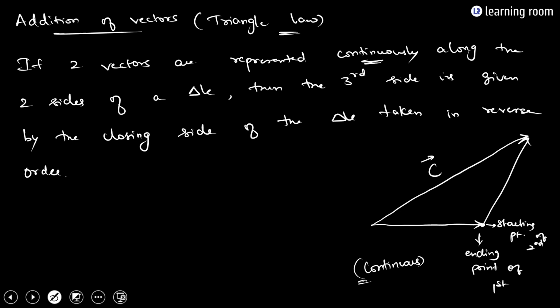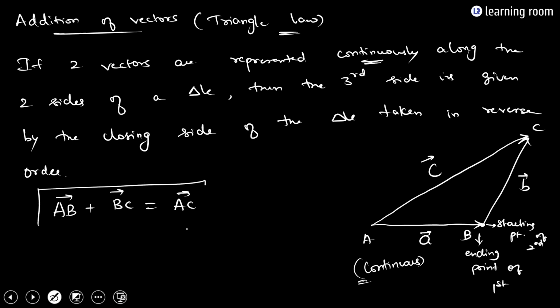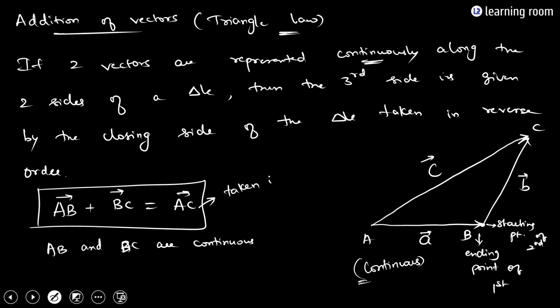So if I take this to be the C vector, this is the A vector, this is the B vector, I'll write it like this: A, B, C. Then AB vector plus BC vector is equal to AC vector, where AB and BC are continuous, and AC is taken in reverse order.